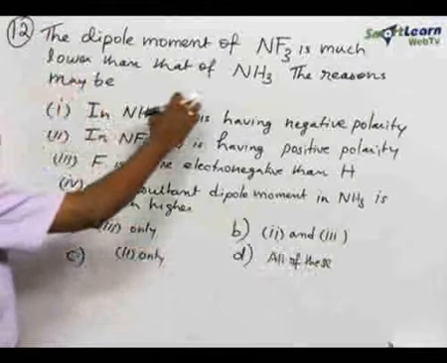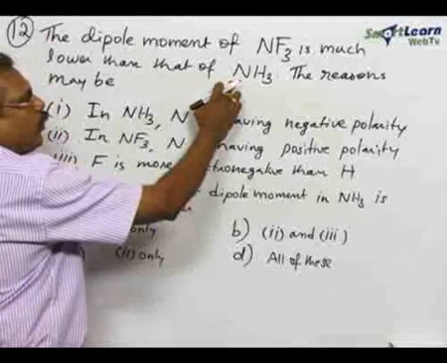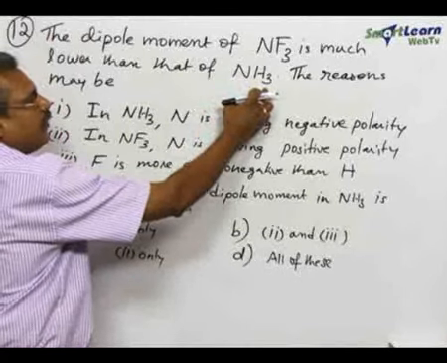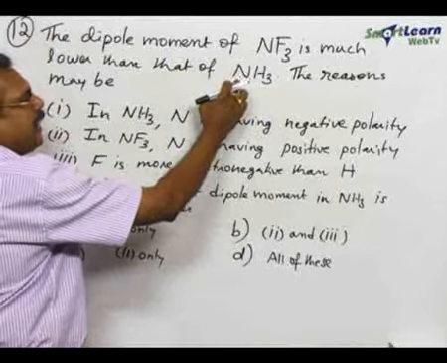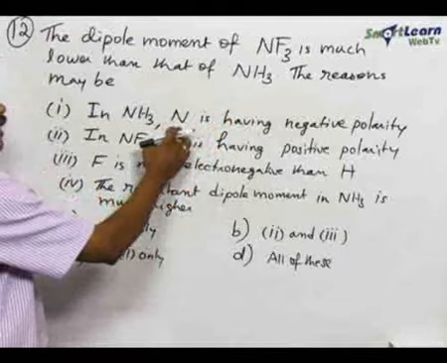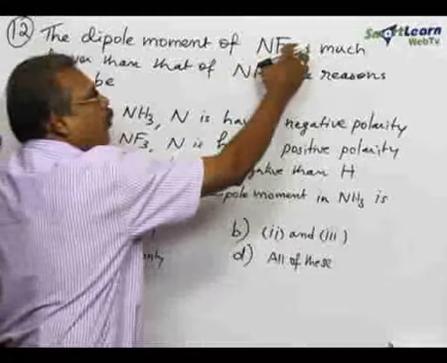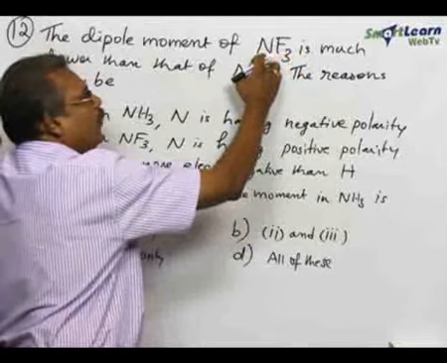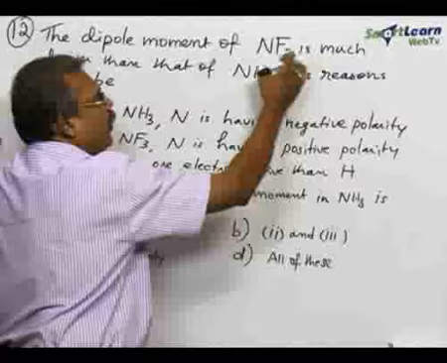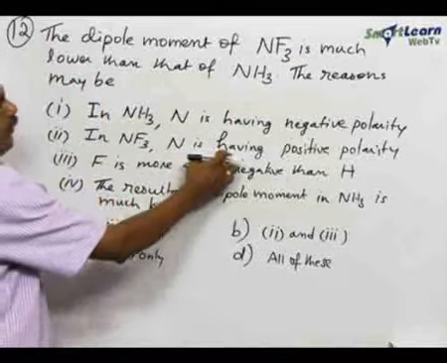Now if you analyze that, in NH3, nitrogen is more electronegative than hydrogen. Therefore, nitrogen attains negative polarity, hydrogen positive. So that is given here. N is having negative polarity. In NF3, fluorine is more electronegative than nitrogen. Therefore, fluorine is negative and nitrogen is positive. In NF3, N is having positive polarity.